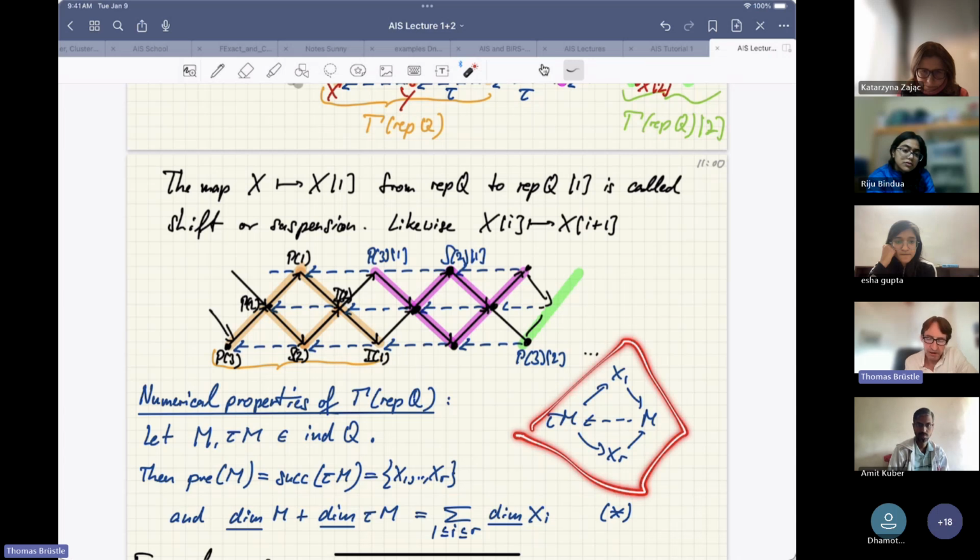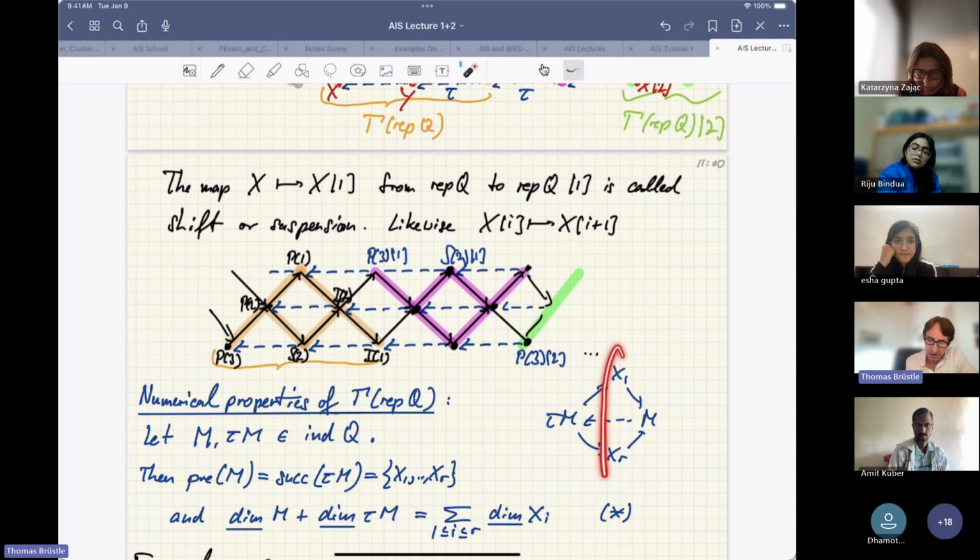It is a short exact sequence, which means it is additive on dimension vectors, which means if I sum up the dimension vectors of the end terms, I do get the dimension vector in the middle.